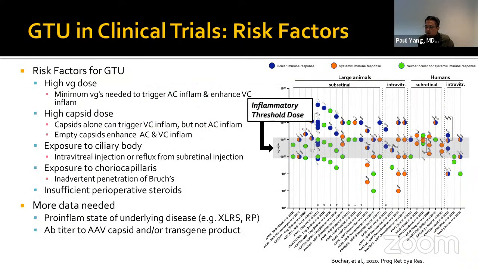There have been good reviews showing that probably the strongest risk factor is the dose. So the higher the dose of AAV, the more likely a patient can have uveitis.